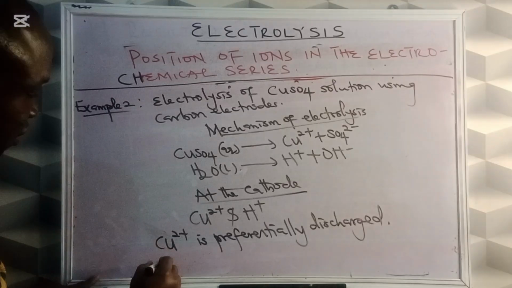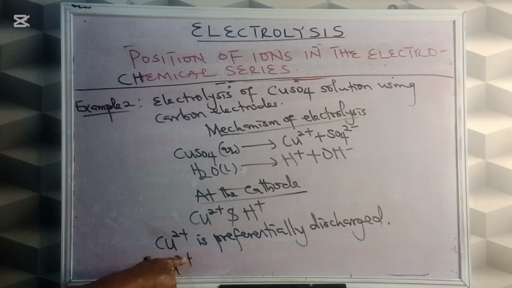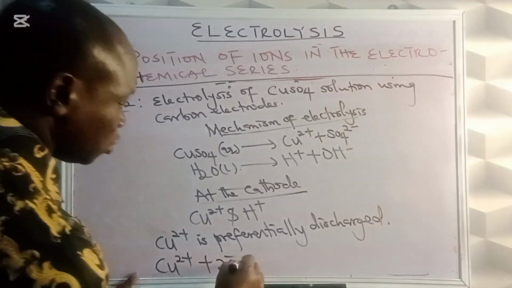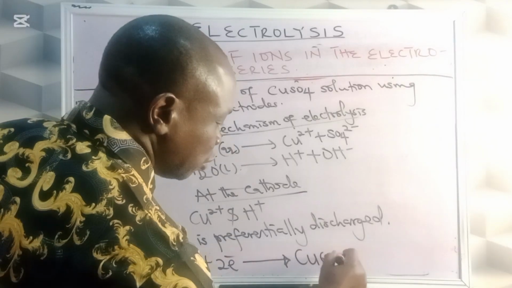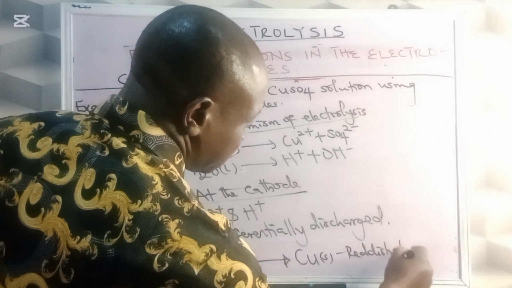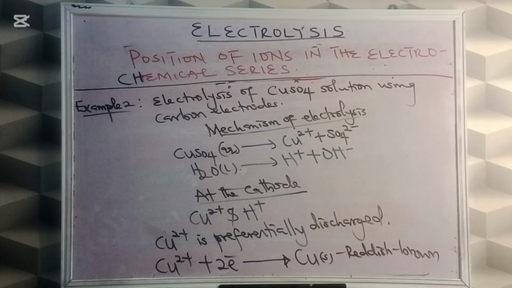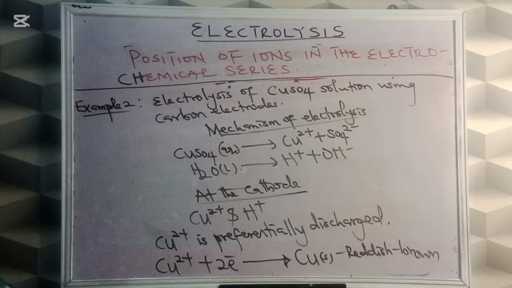So when copper is discharged in preference to hydrogen ion, having lost 2 electrons before, it will now gain 2 electrons, so Cu2+ plus 2 electrons forms copper, which is deposited at the electrode, and the color is reddish brown. So copper metal is deposited at the cathode. You can see in this type of reaction electrons are being gained. Reduction is gain of electrons.